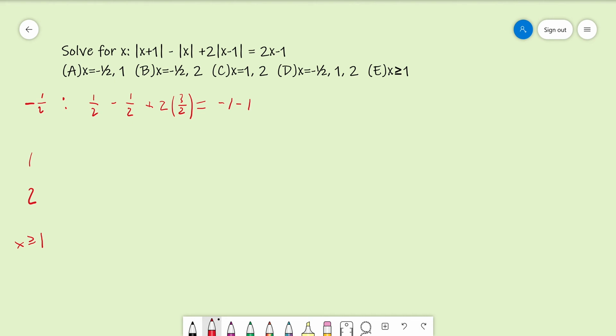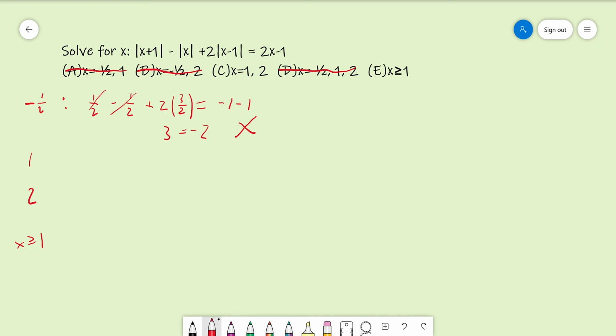Well, what do we get? The 1/2 and negative 1/2 cancel out. 2 times 3/2, that's just 3. And negative 1, that's negative 2. So this is not going to work. So we already know that negative 1/2 is not an answer, so we can cross out A, B, and D. So we're left with C and E.